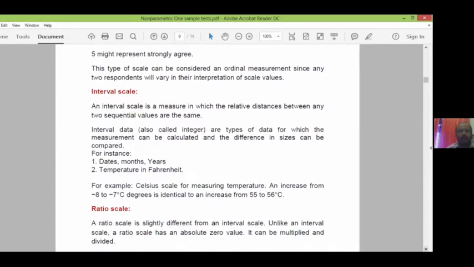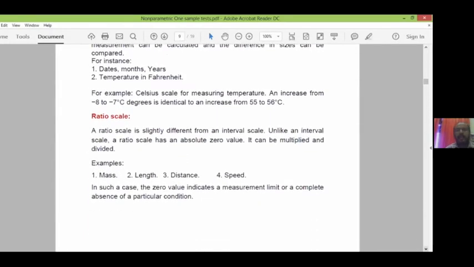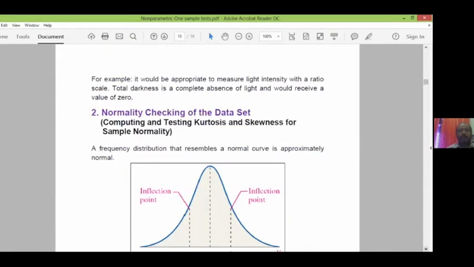So finally we come to the ratio scale. A ratio scale is slightly different from an interval scale. Unlike an interval scale, a ratio scale has an absolute zero value. It can be multiplied and divided. Mass, length, distance, speed. In such cases, the zero value indicates the measurement limit or complete absence of the particular condition. For example, it would be appropriate to measure light intensity with a ratio scale. Total darkness is the complete absence of light and would receive a value of 0.